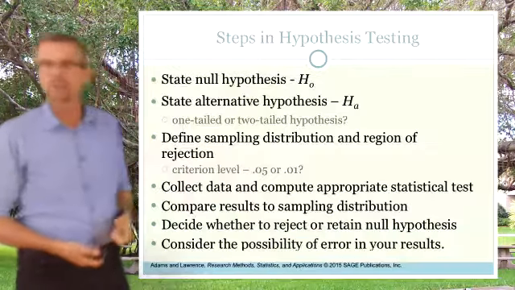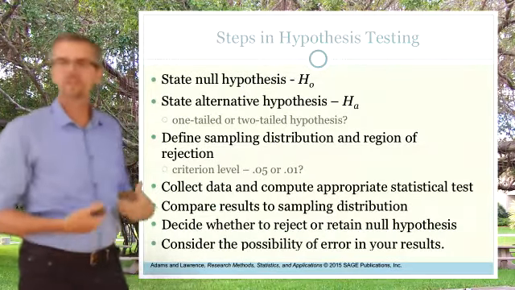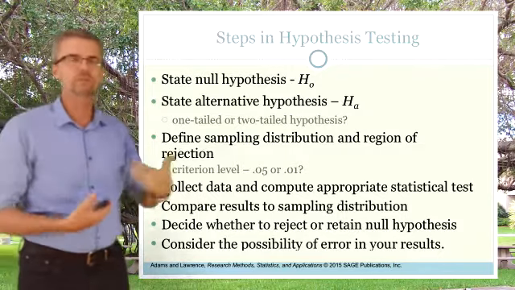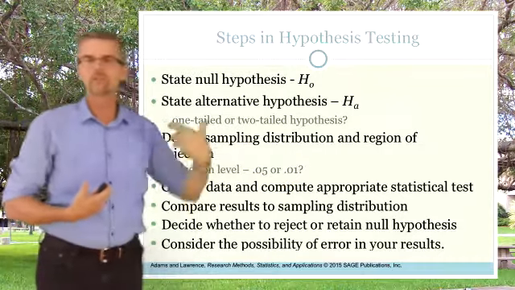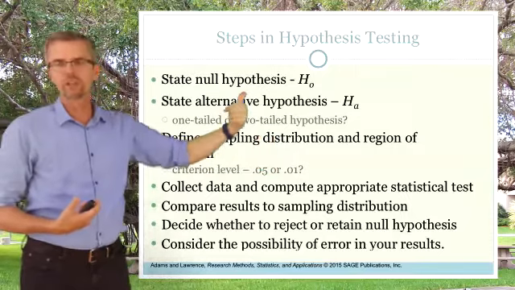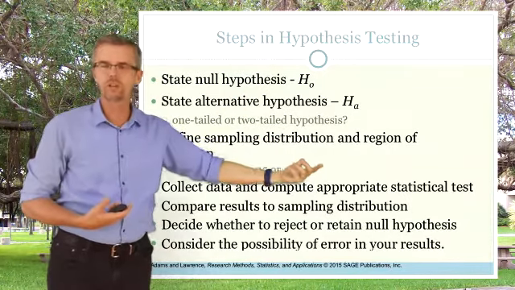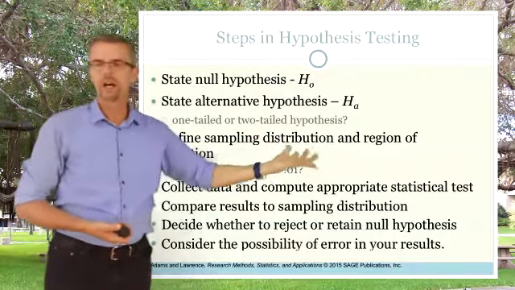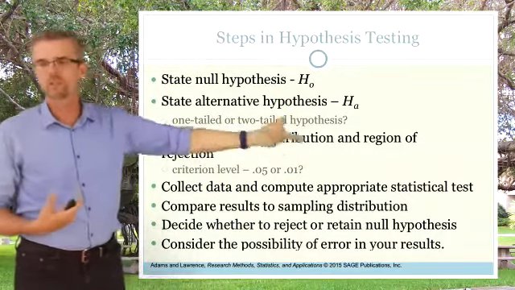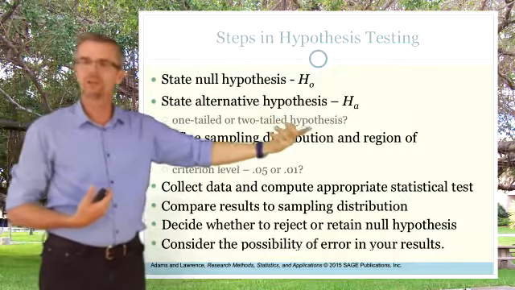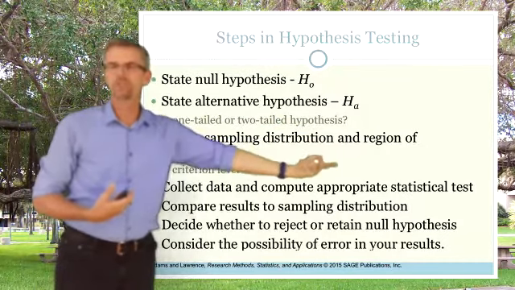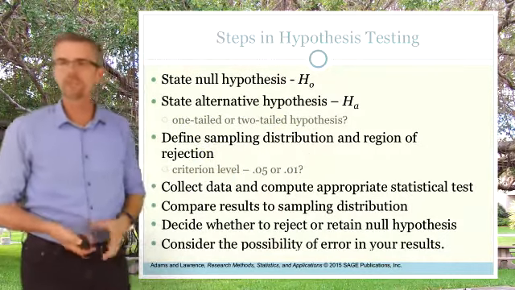So the steps in hypothesis testing, how you do this if you're actually going to do the whole experiment, is you state your null hypothesis first. Then you state your alternative hypothesis, then you define the sampling distribution and the region of rejection, your criterion level. Then you collect the data and you compare the results and you decide whether to reject or retain your null hypothesis and consider the possibility of error in your results. So that's what we're going to do.